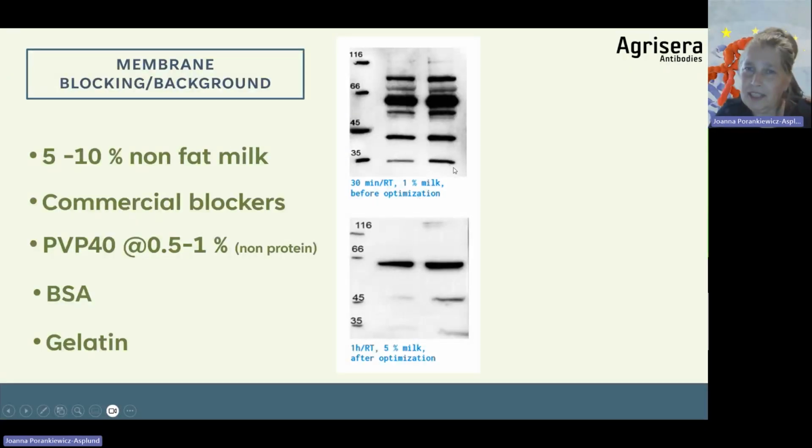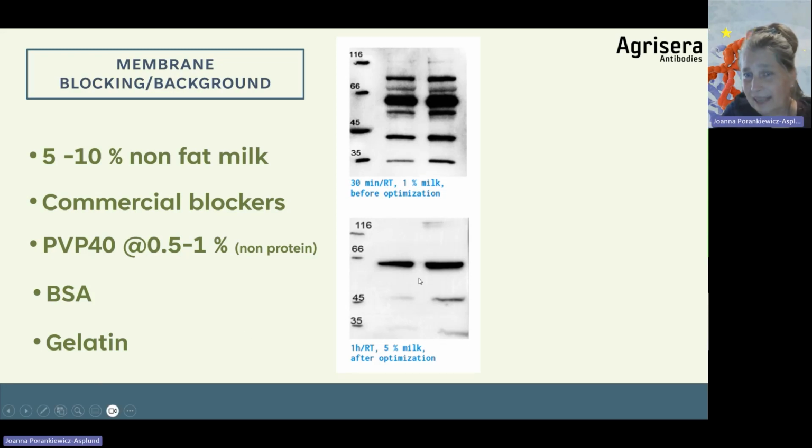So as you see in this example, when the lab returned the first blot, they said the antibody does not really work. Look how many background bands, unspecific cross reactions. And then, as you see here, the blocking was done for only 30 minutes with 1% milk. I asked them to extend the blocking for up to 1 hour in 5% milk.